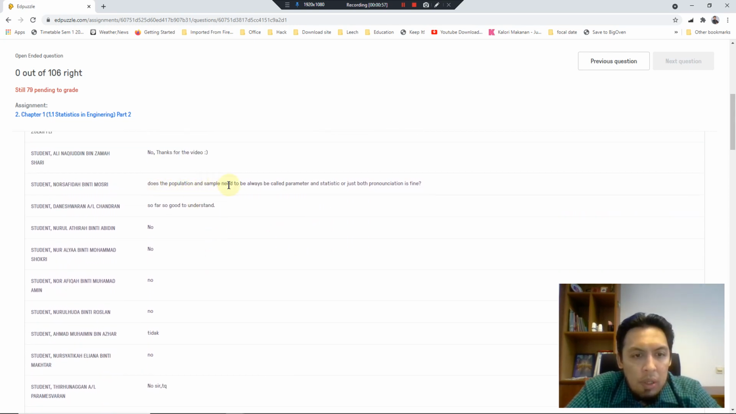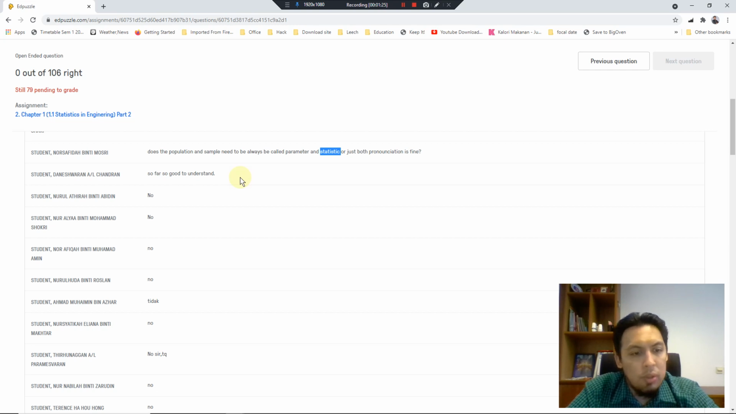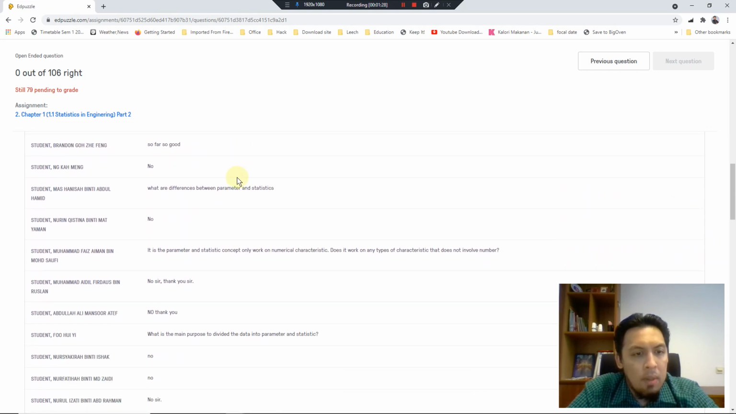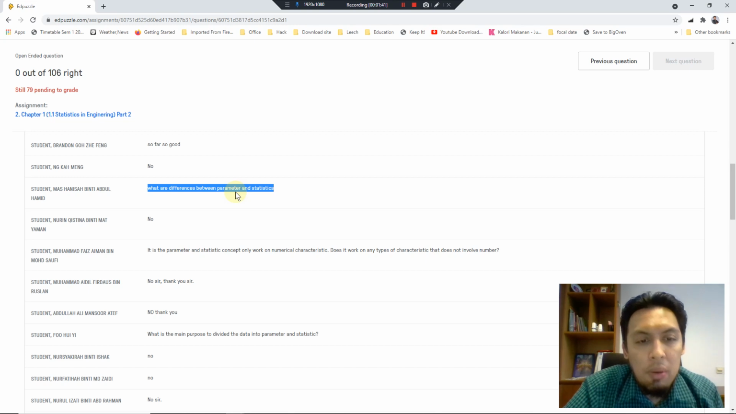Does the population and sample always need to be called parameter or statistic? Yes, Nur Safida, these are their specific names. For population, it needs to be called parameter. As for sample, it will be called statistic. And the notation is also different. Refer back to the books. I have told this to your friends, Mas Hanisa: parameter is from population, and statistic is from sample.